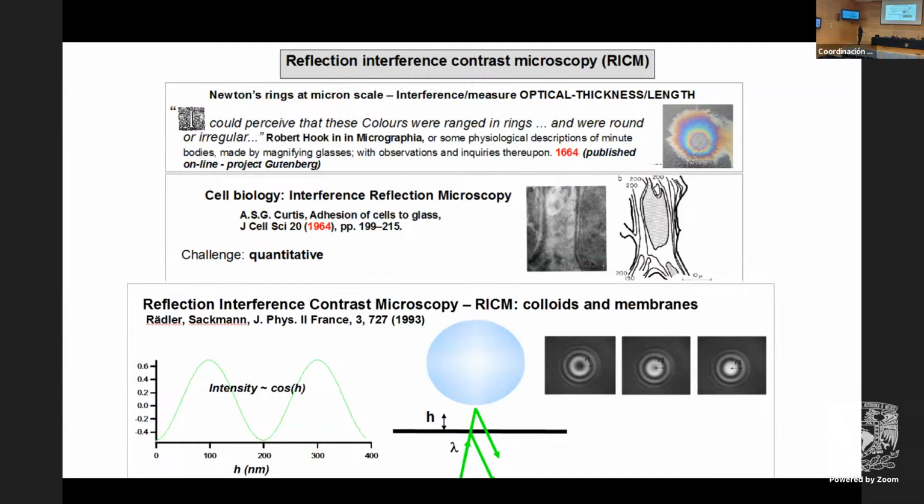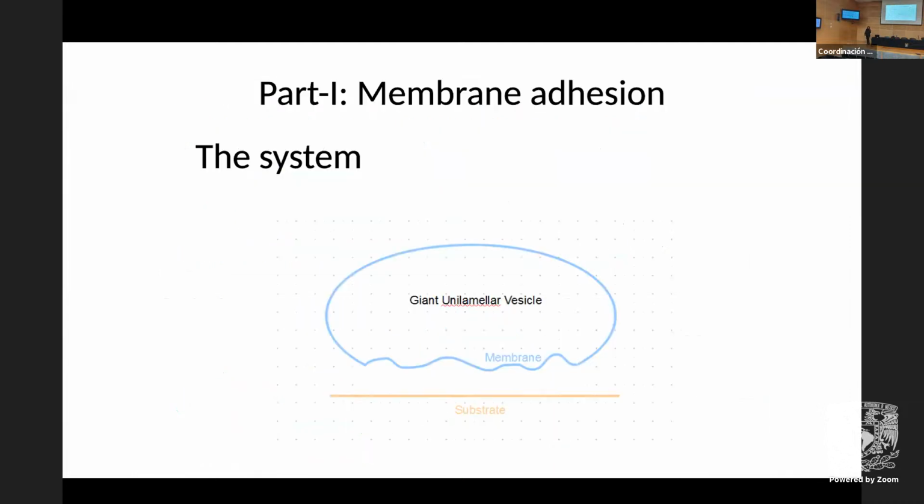And that's why you have fringes: when it's very close to the surface, you see dark. If it goes further away, you see white, et cetera. And as the surface is going away, the shape is following the fringes. So that's how you can reconstruct the shape, with nanometric precision for simple objects like beads, and also for vesicles.